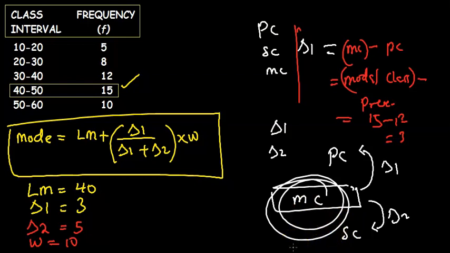Then you insert our values, which we say delta 1, since delta 1 is 3, divided by 3 plus 5. 3 plus 5 is simply going to be 8, multiplied by width. Alright, what about the width? We have already explained how to find the width, which we said 50 minus 40 is simply going to be 10. We're going to multiply that by 10. So this is it for this problem.